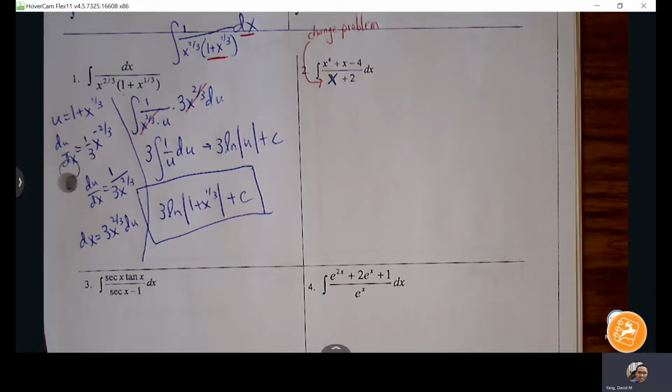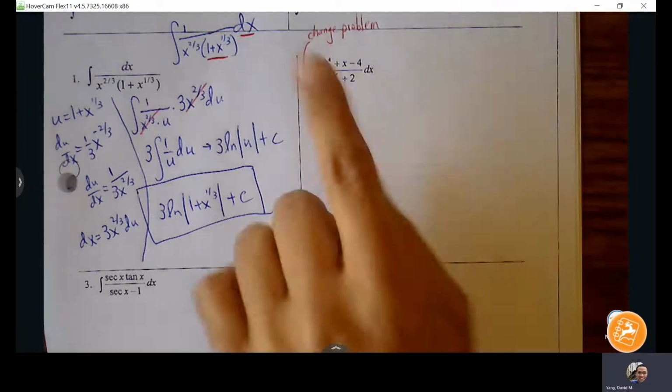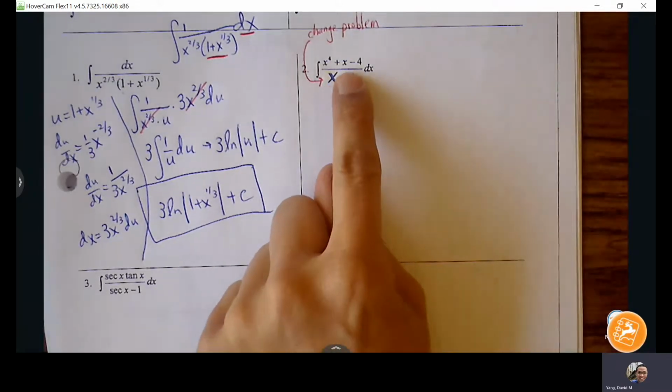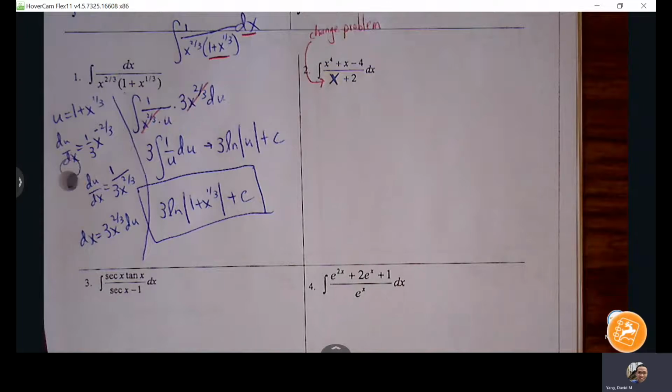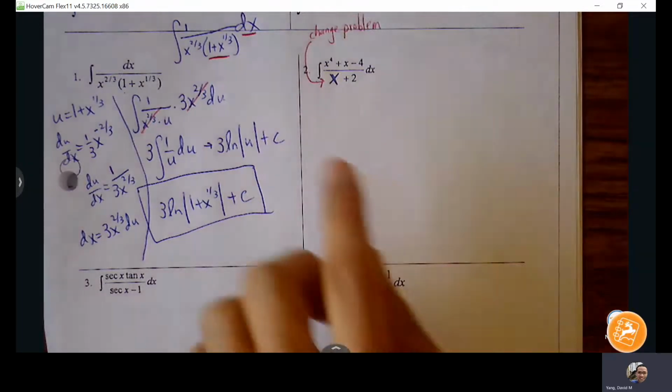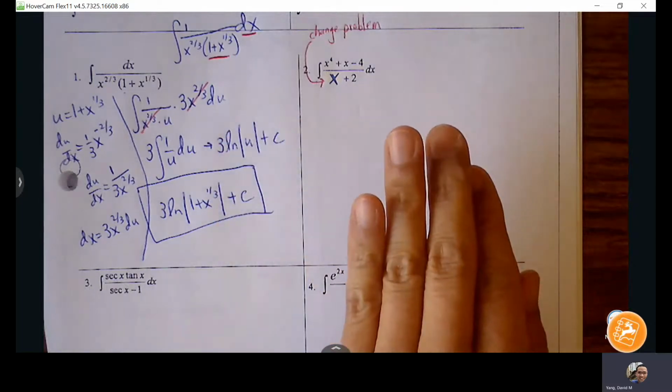Okay, any questions with 1? Okay, number 2, if we go through our full checklist here, expansion is not possible, too many terms in the denominator. If it was just one term, then we can separate, but there's too many terms. Second option, U substitution, is not going to be a good fit, whether numerator or denominator. So this is going to be a long division synthetic division problem.